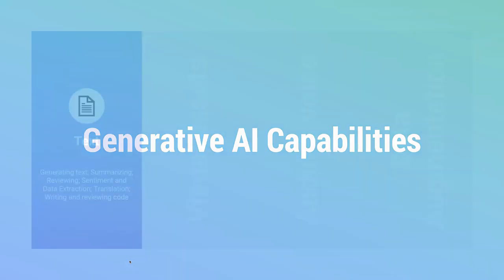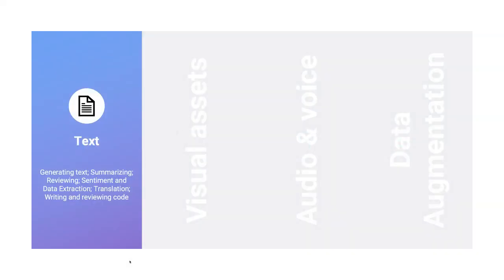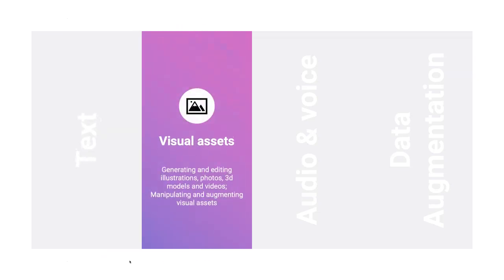Text generation and processing. This includes a wide variety of sub-capabilities, such as summarization, language translation, reviewing and improving text, sentiment analysis, and more. In addition, you can consider code generation, annotation, and code review as another form of text capability.